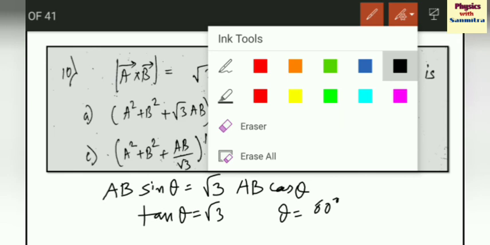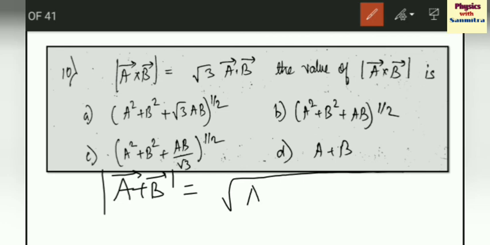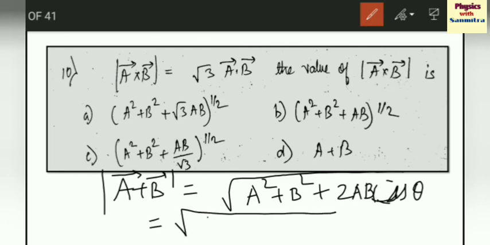Now theta is 60 degree. So here I can write a plus b vector, that is the resultant, as root of a square plus b square plus 2ab cos theta. So I can write here a square plus b square plus 2ab cos 60 degree, which is half. So half and half cancels. So a square plus b square plus ab, that's whole root. So our correct option is option B.